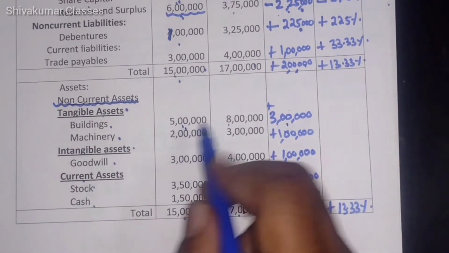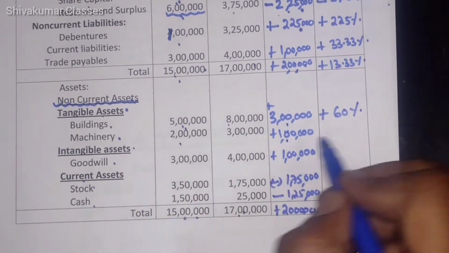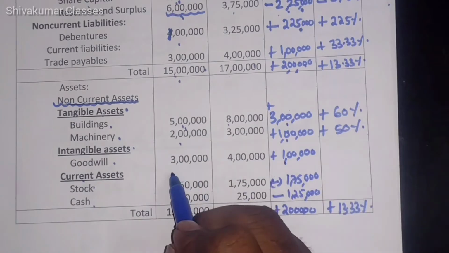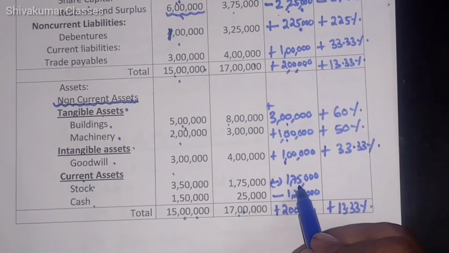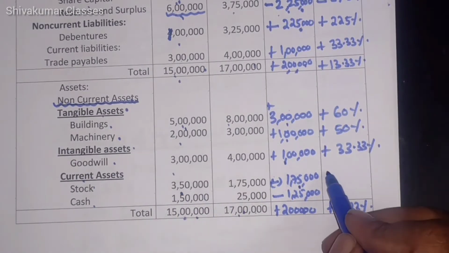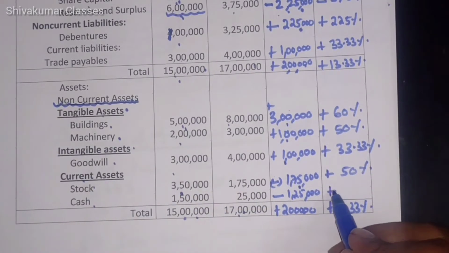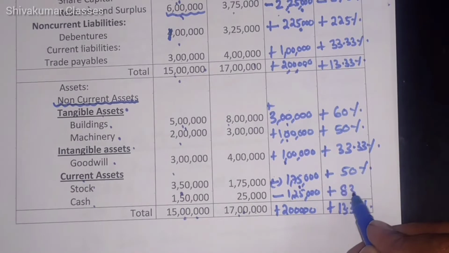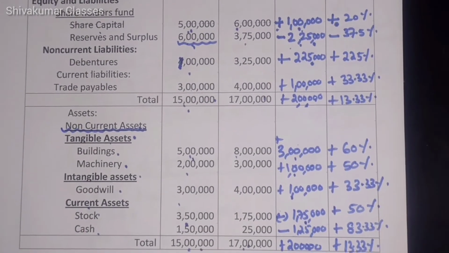3 lakhs divided by 5 lakhs. 3 divided by 5, it is 60%. 1 lakh divided by 2 lakhs means that it is 1 lakh, and 2 lakh means that 50%. Again 1 divided by 3, you get 33.33%. 1,75,000 divided by 3,50,000 means that it is 50% of this amount. And last one is 1,25,000 divided by 1,50,000, it is 83.33%. Yes, that's it about the comparative balance sheet.